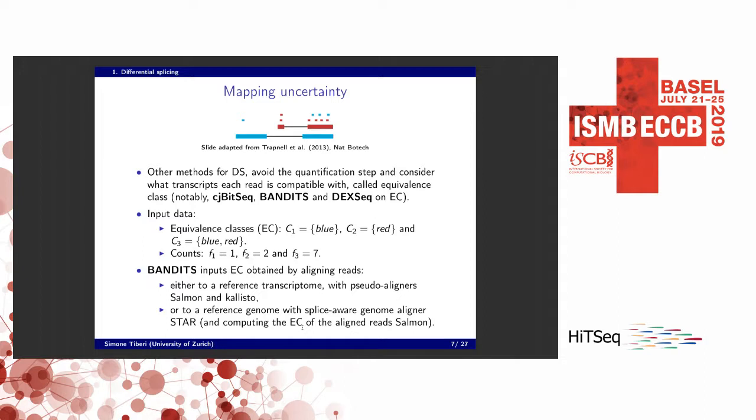Instead, what we do, and that's also an approach followed by a couple of other methods, is to look at what transcript each read is compatible with. That's typically called an equivalence class. And so again, in this toy example, you would have that 1 read is compatible with the blue transcript alone, 2 with the red one, and then 7 reads are compatible with blue and red transcripts. Just note that with our tool, BANDITS, you can actually align reads either directly to the transcriptome with Salmon or Kallisto, or also to the genome with STAR.